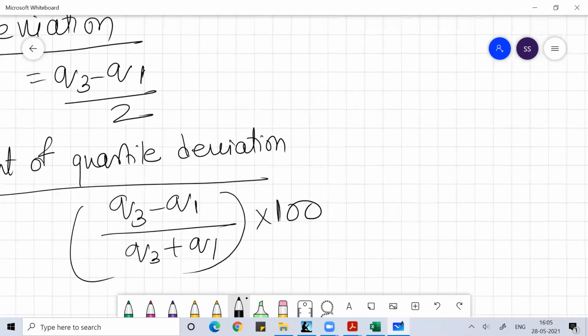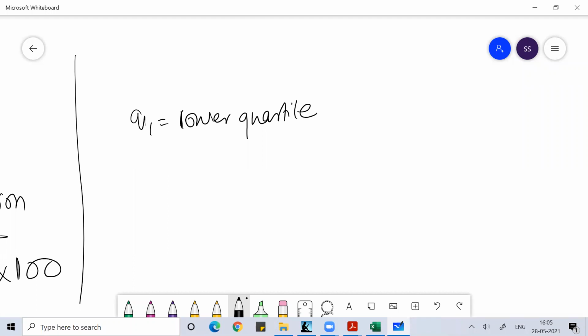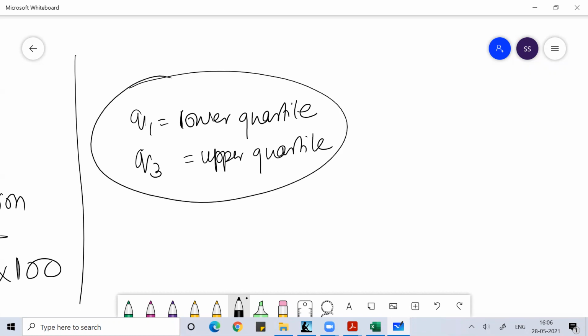Here Q1 is called the lower quartile, and Q3 is called the upper quartile. You remember, right, how we used to find their values? I hope you remember that.